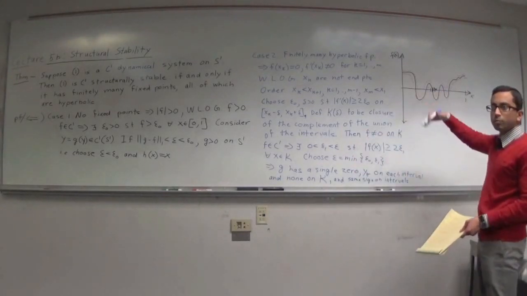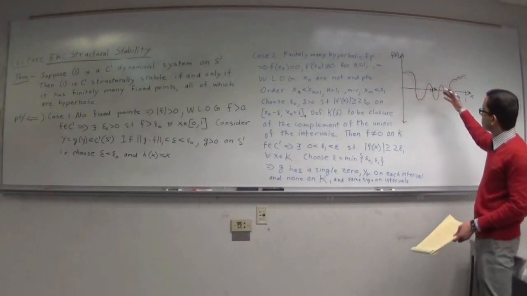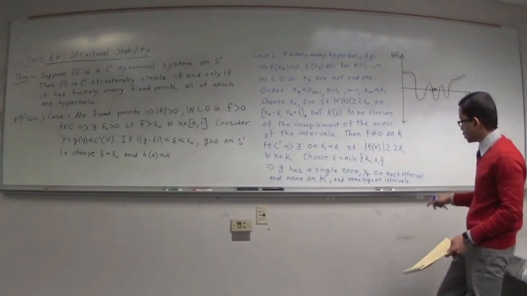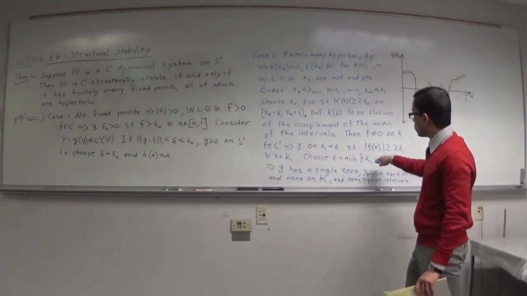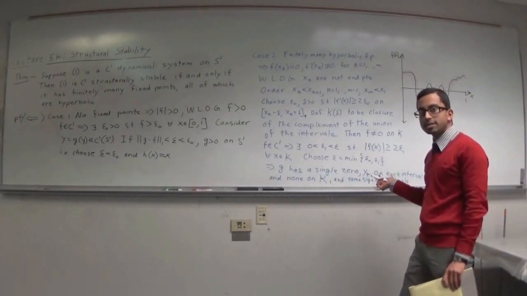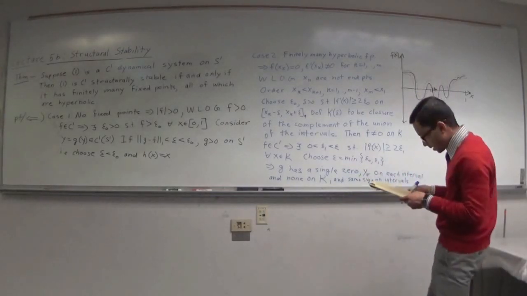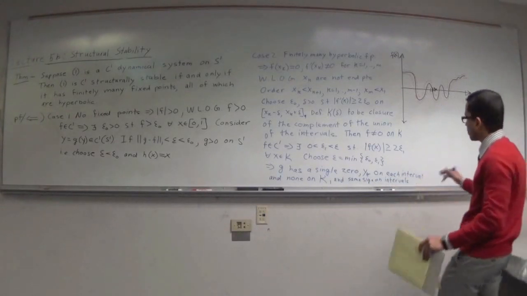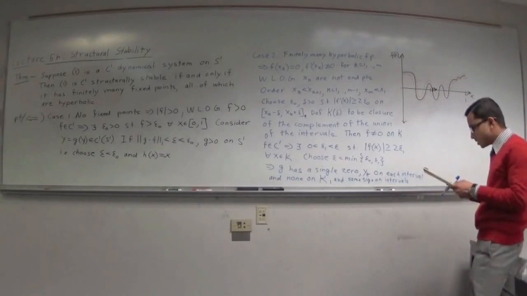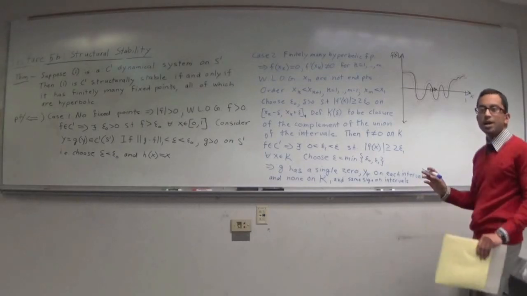So we're saying that g is going to have the same sign on yk minus delta to yk plus delta as f does on xk minus delta to xk plus delta. So that's the idea of that. It's going to have the same sign between yk and yk plus 1 as f does on xk to xk plus 1. So that's the idea for that. And now we can choose our homeomorphism.